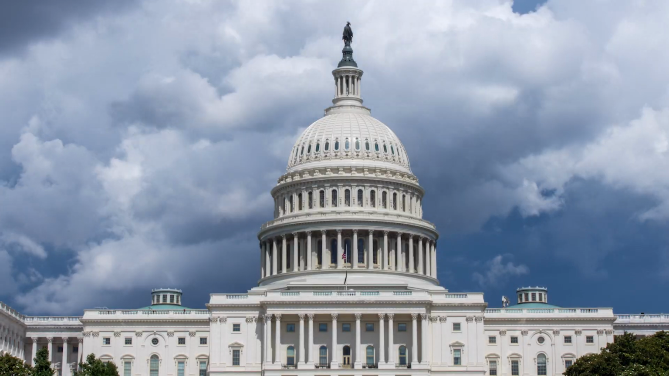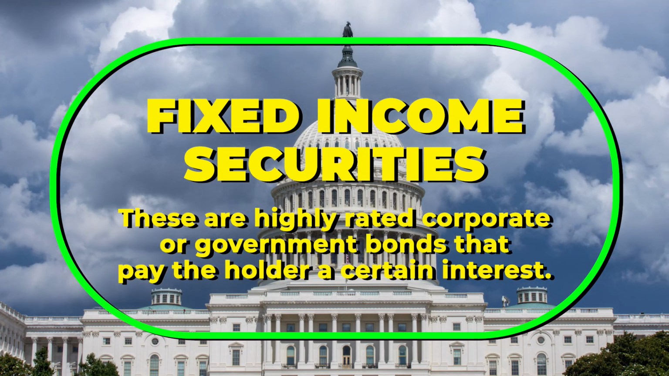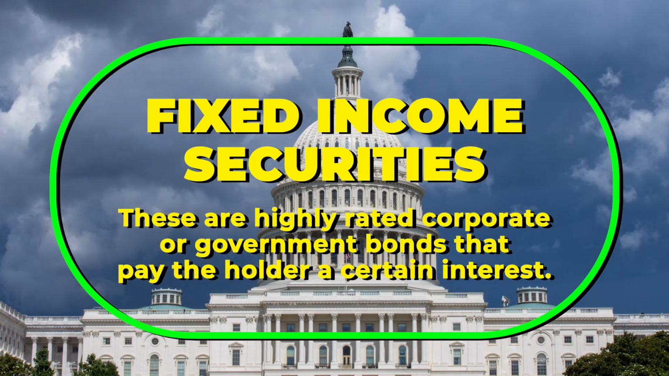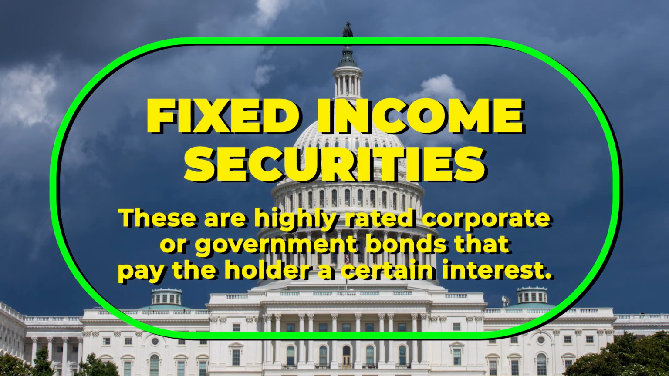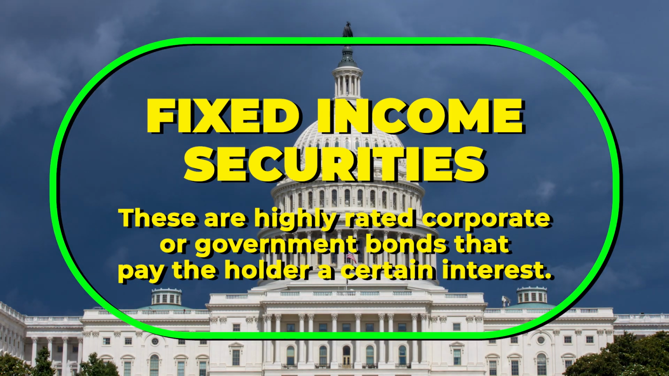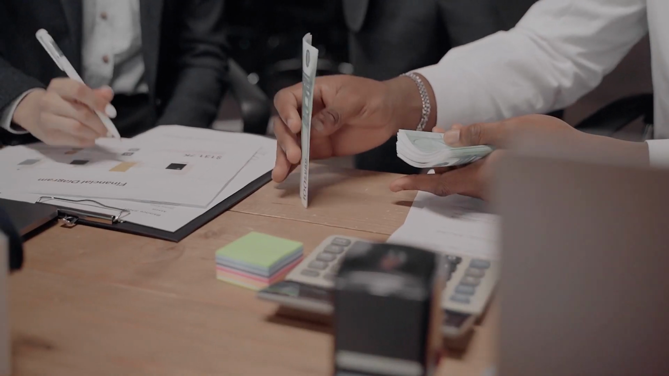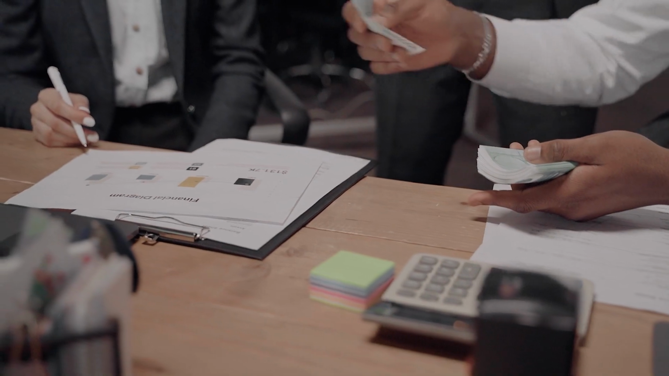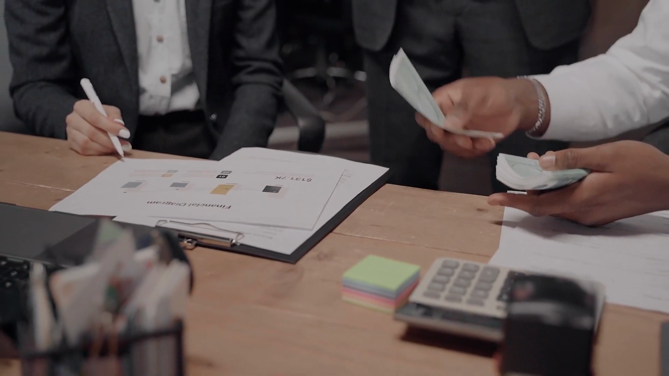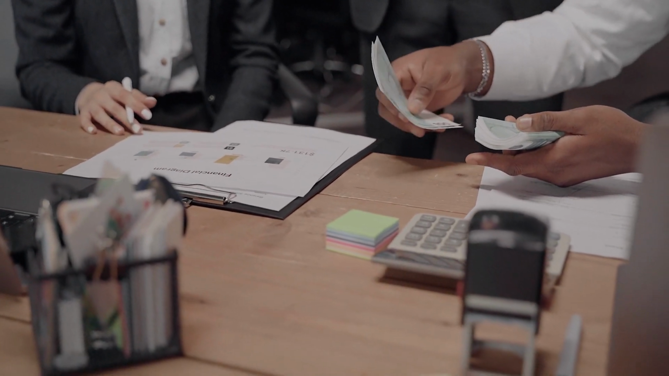Other subclasses include fixed income securities. These are highly rated corporate or government bonds that pay the holder a certain interest. The interests are paid periodically or at maturity. They are less volatile and less risky than stocks.